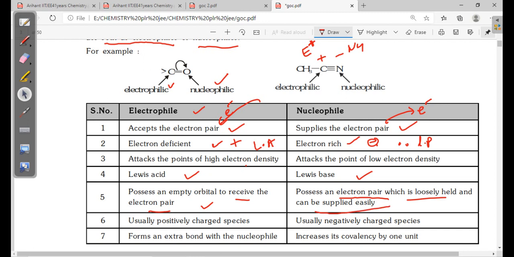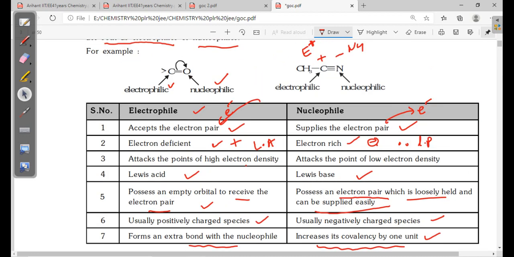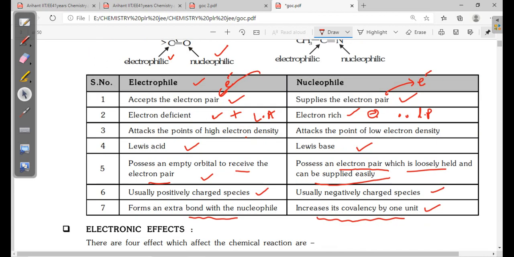An electrophile is usually a positively charged species, the nucleophile usually negatively charged. It forms an extra bond with the nucleophile, increasing its covalency by 1 unit. The number of bonds is increasing here. It forms an extra bond with the nucleophile. The next topic, electron effects, we can discuss in the next video.